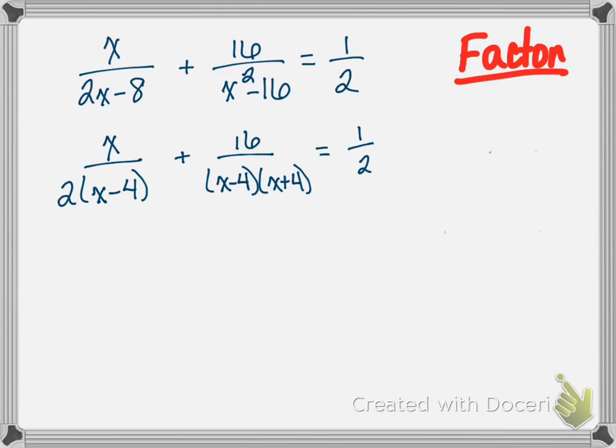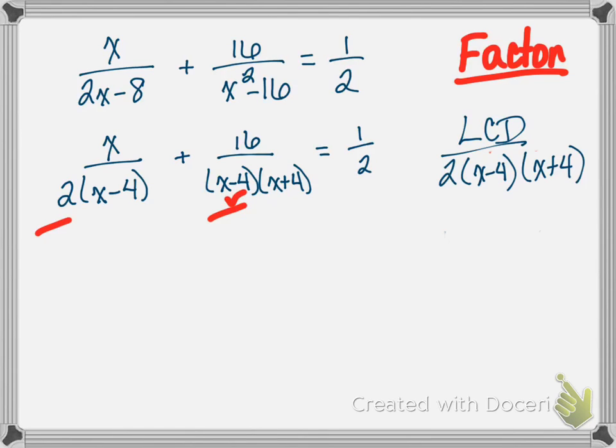So sometimes it's easier to do your LCD first. So let's do our LCD first. What is in this denominator right here? What do I have to write down for my LCD? 2 and x minus 4 have to be part of my LCD. Now I'm going to look at this one. X minus 4 is already included. So do I have to write it down again? No. What about x plus 4? Is it already included? No, so I have to write it down.